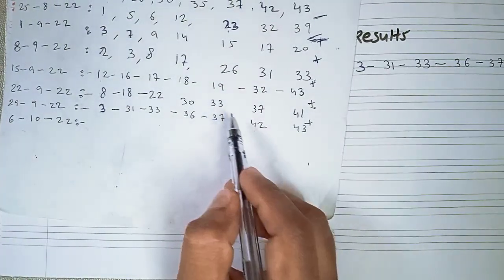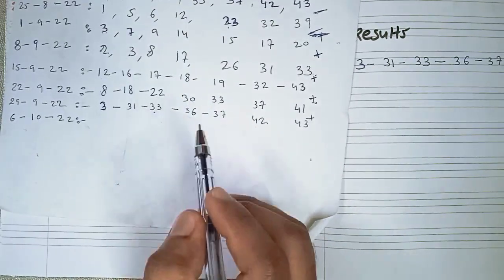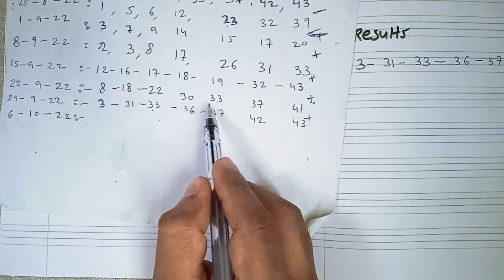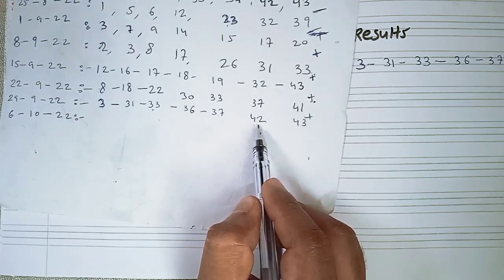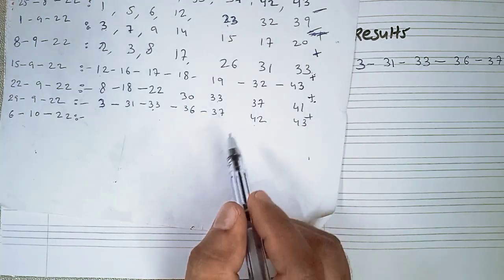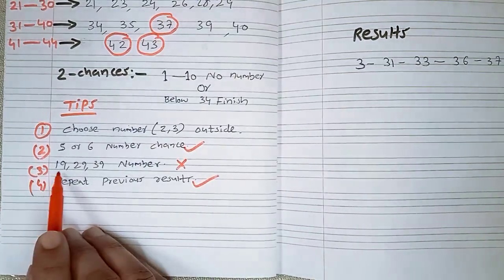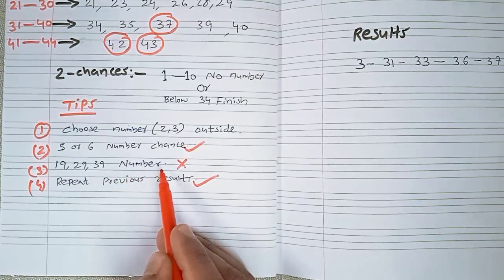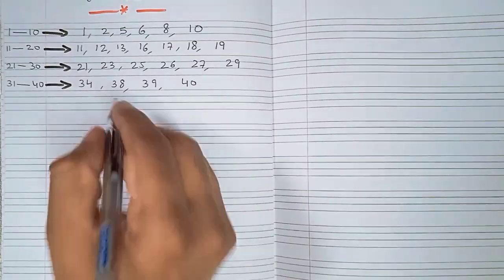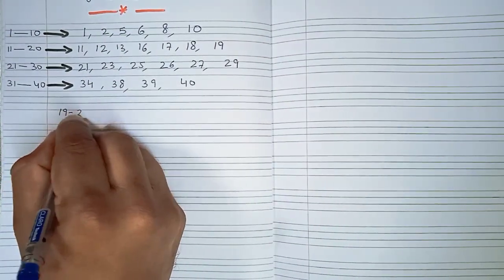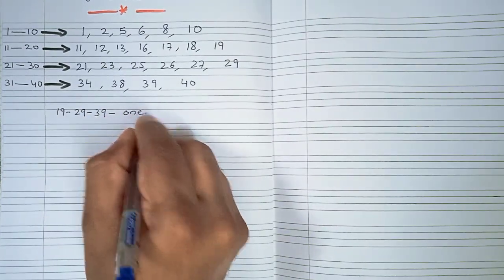Previous draw, 2 numbers repeated: 37 and 33. Also I said plus 1: 30 plus 1 is 31, 41 plus 1 is 42. You can check my previous video, I explained that. 19, 29, 39 not passed. Try this draw: 19, 29 and 39, one number chance.